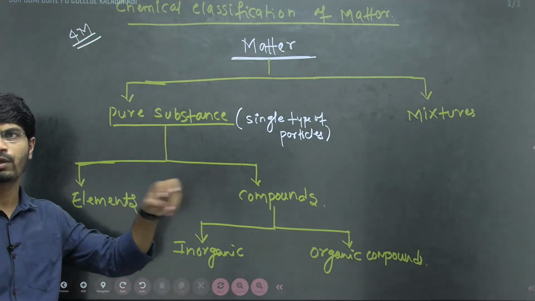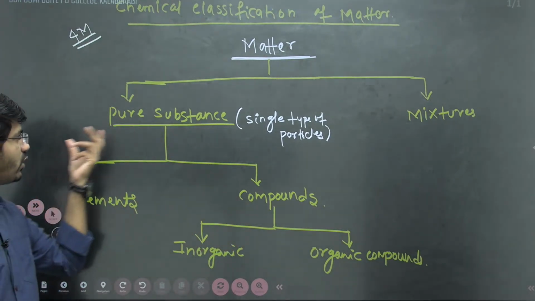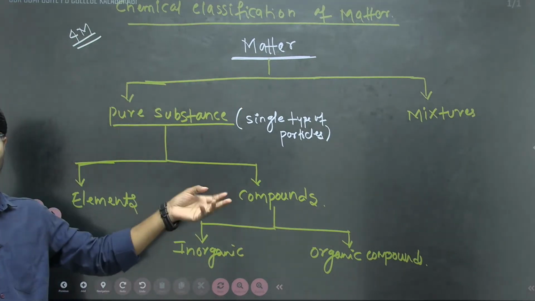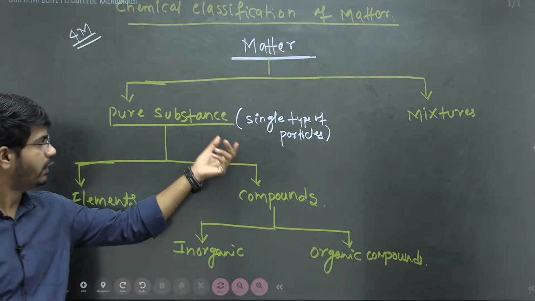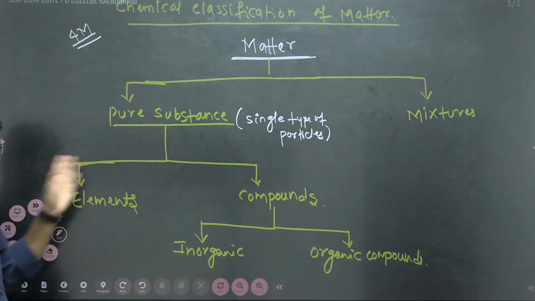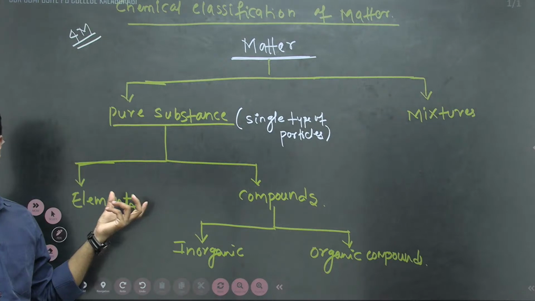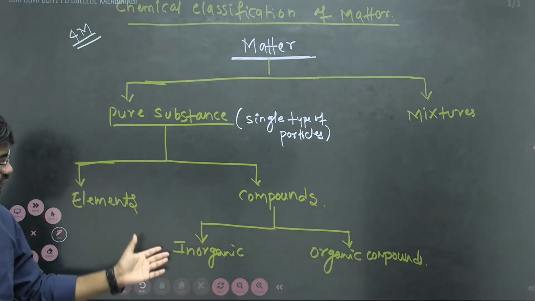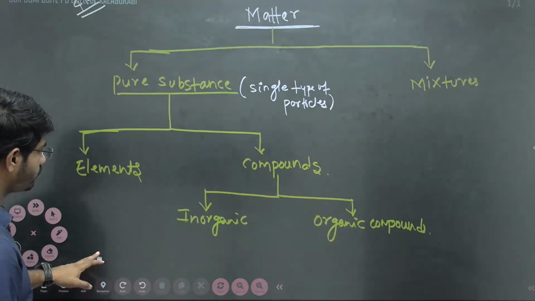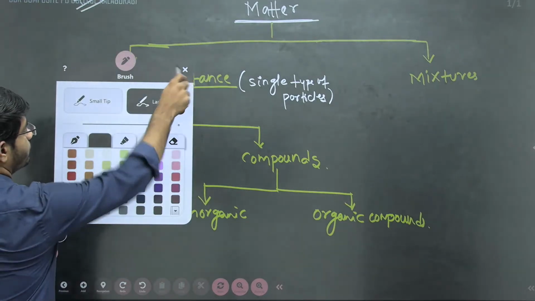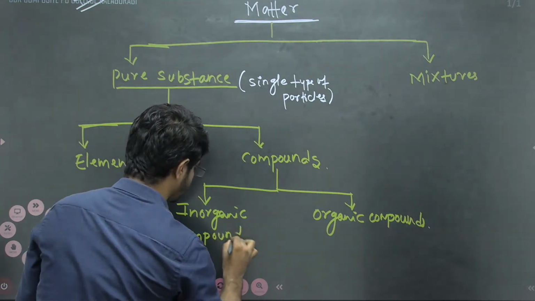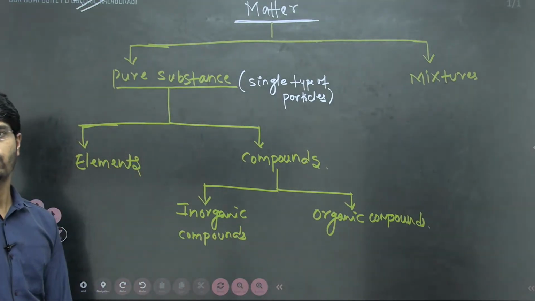Remember that the classification of pure substance and mixture will not be asked separately. The total classification you need to write. In that, the pure substances are those with a single type of particles, and this is further classified into elements and compounds, where compounds are further classified into inorganic compounds and organic compounds. Let me write this completely. Inorganic compounds and organic compounds.